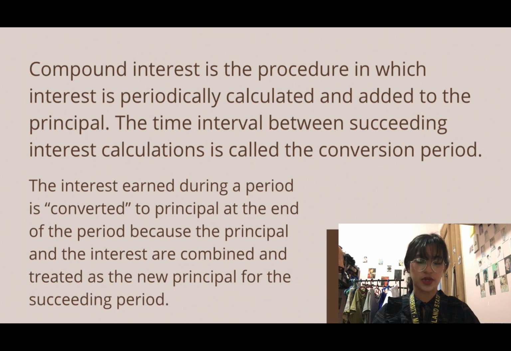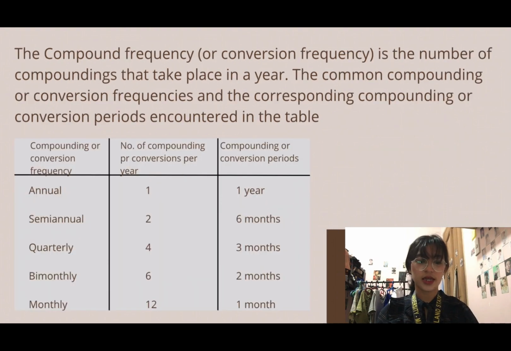The interest earned during a period is converted to principal at the end of the period, because the principal and the interest are combined and treated as the new principal for the succeeding period. The compound frequency or conversion frequency is the number of compoundings that take place in a year. The common compounding or conversion frequencies and the corresponding compounding or conversion periods are listed in the table.